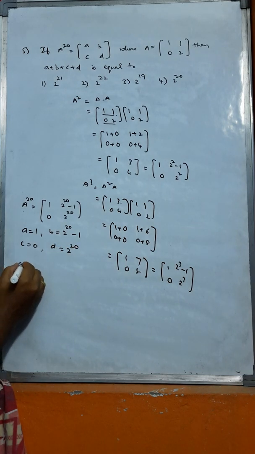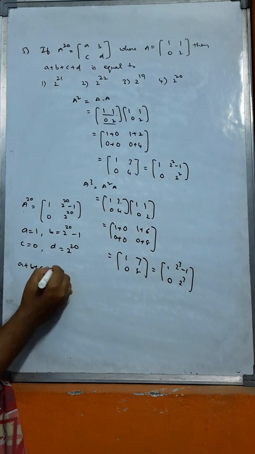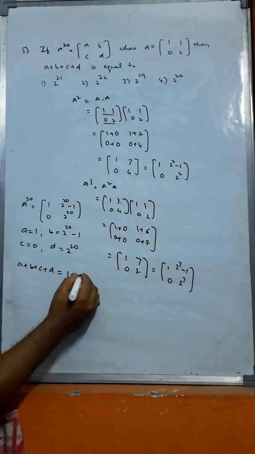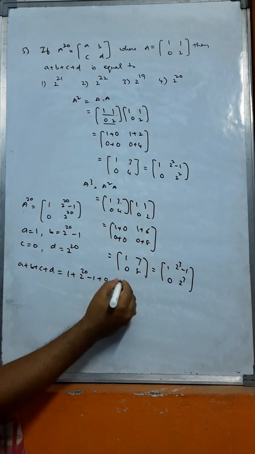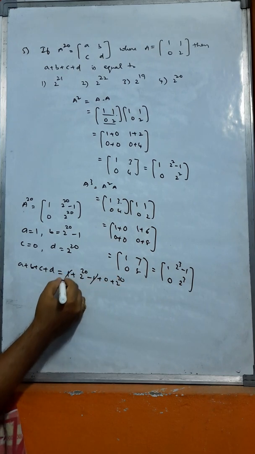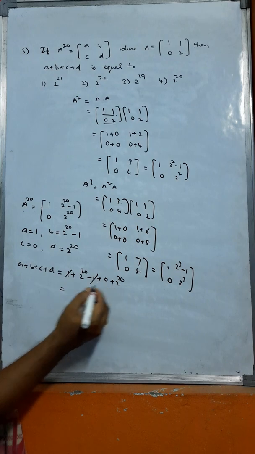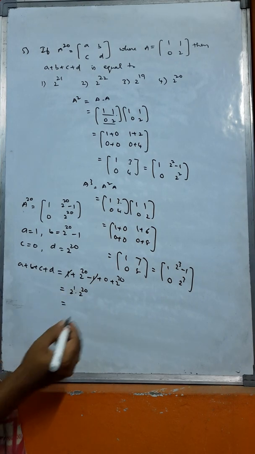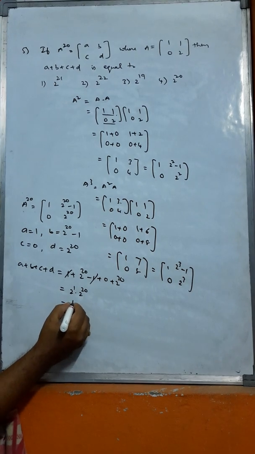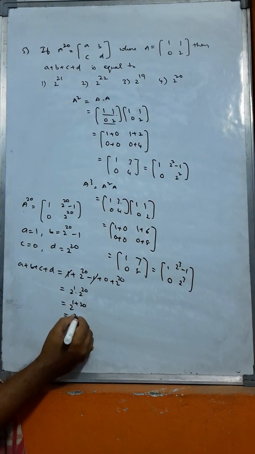So from this a plus b plus c plus d is equal to 1 plus 2 power 20 minus 1 plus 0 plus 2 power 20. So the 1s get cancelled out. 2 power 20, 2 power 20, 2 times 2 power 20. The bases are equal, so powers should be added. So 2 power 1 plus 20, that is 2 power 21.